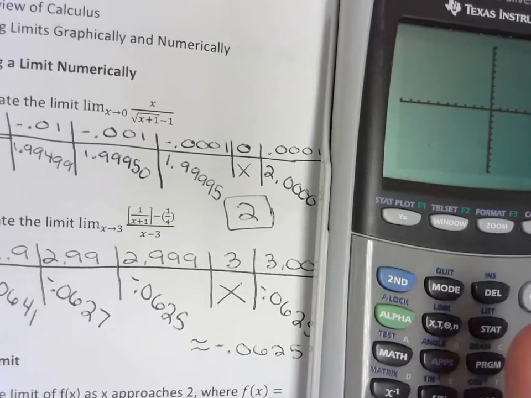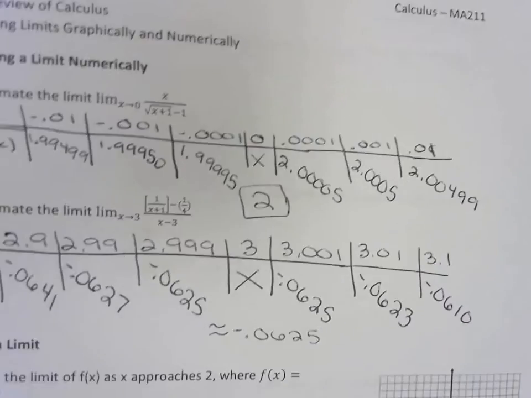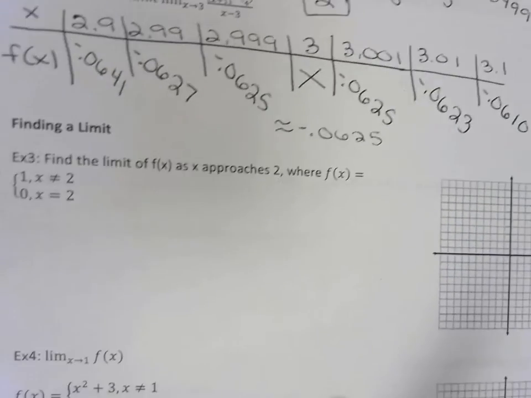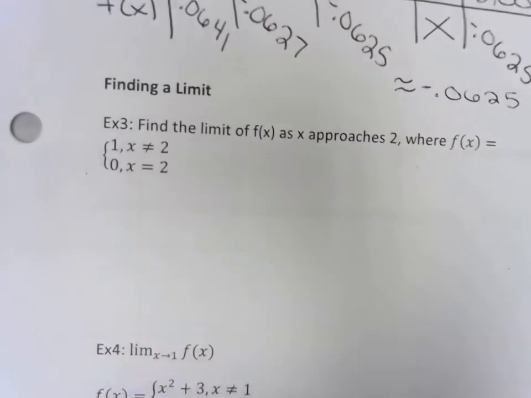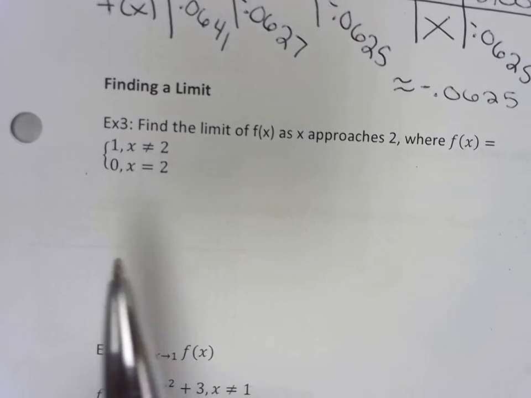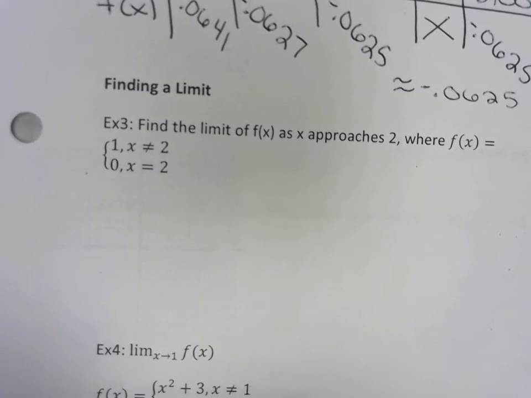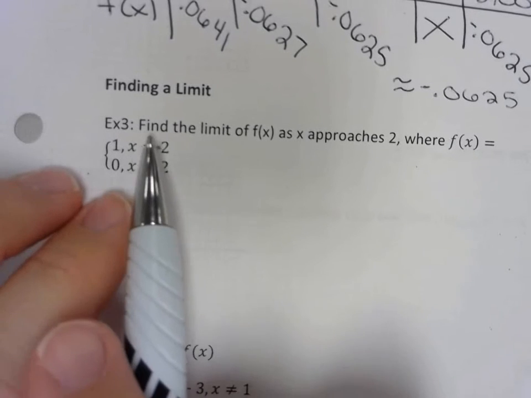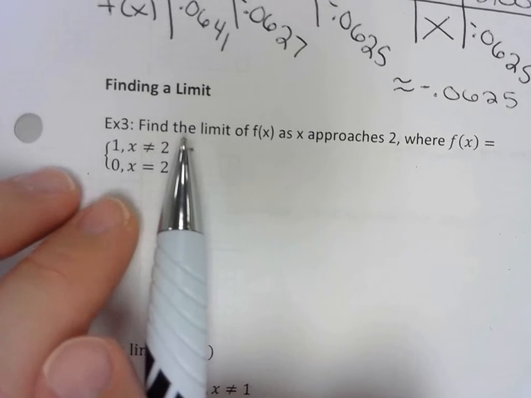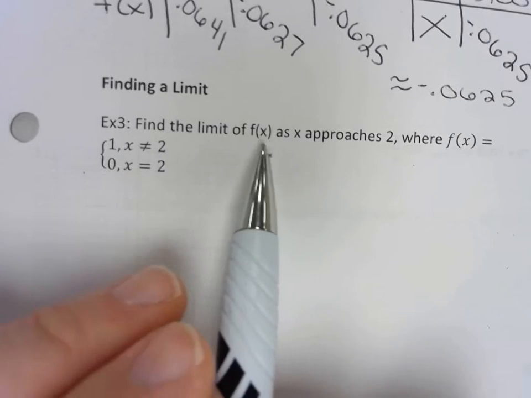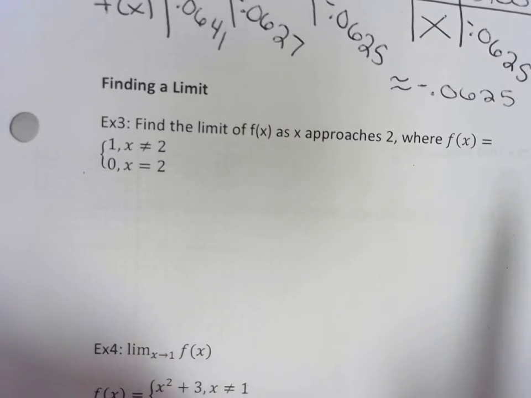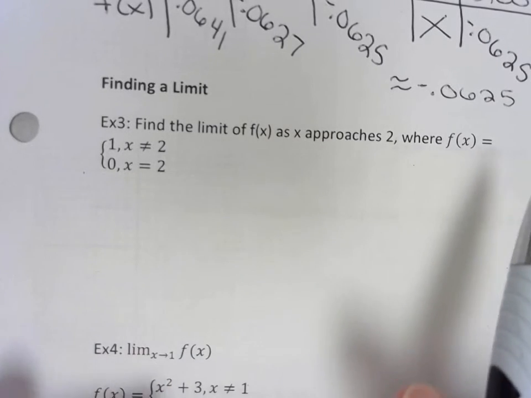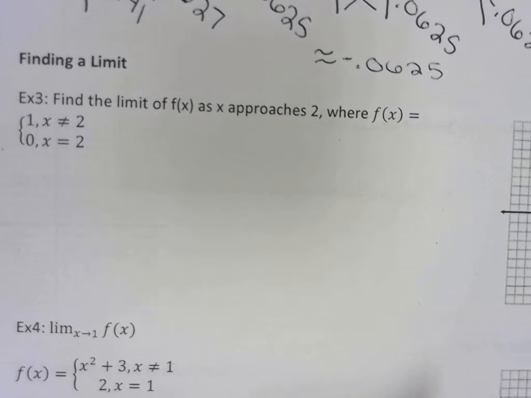It's frozen now. Okay, so let's go ahead and look at example 3. Now we're going to look at finding a limit. So if I notice, we're going to be looking at a graph, and I want to find the limit of f of x as x approaches 2. So I literally just wrote out what a limit means. Find the limit of f of x or y as x approaches 2, where f of x equals 1 and x cannot equal 2, and f of x equals 0 and x equals 2.